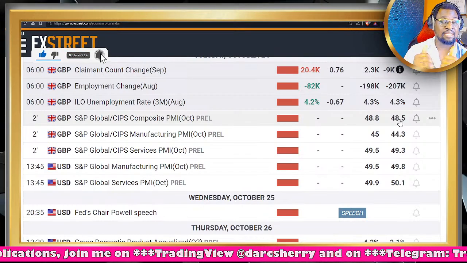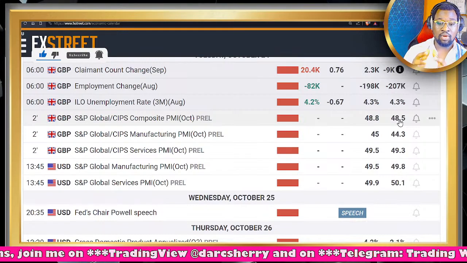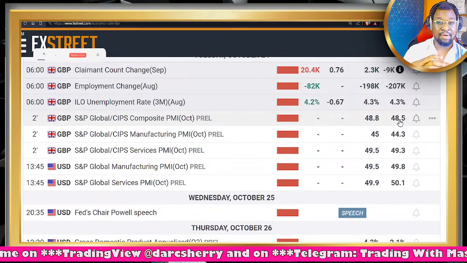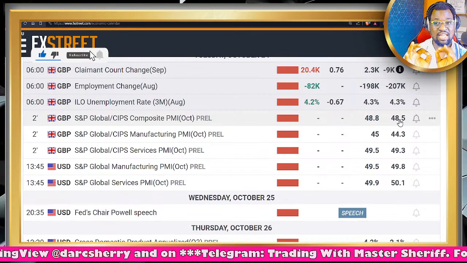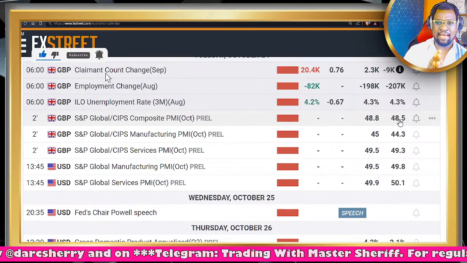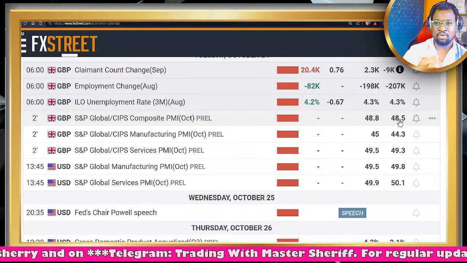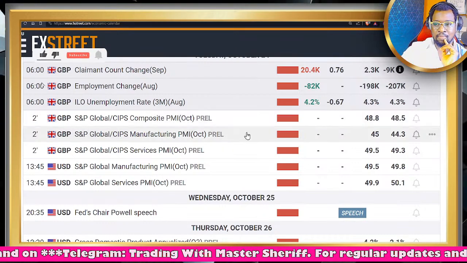And in fact, the S&P Global publication from the United Kingdom will be coming in about 2 minutes from now, and we'll begin to see some traction in that regard in the market. But everything is still looking bullish. We are going to be looking at that in a moment.